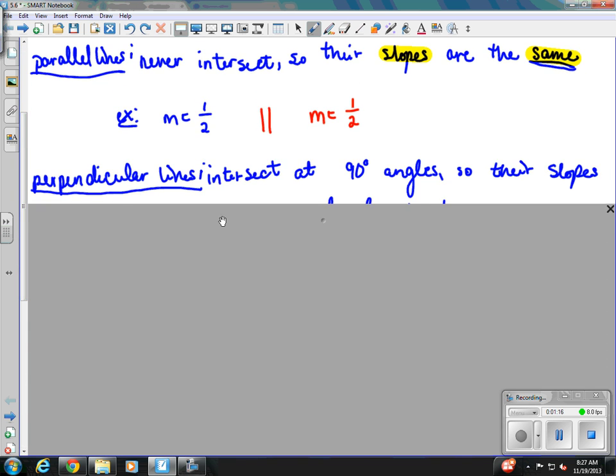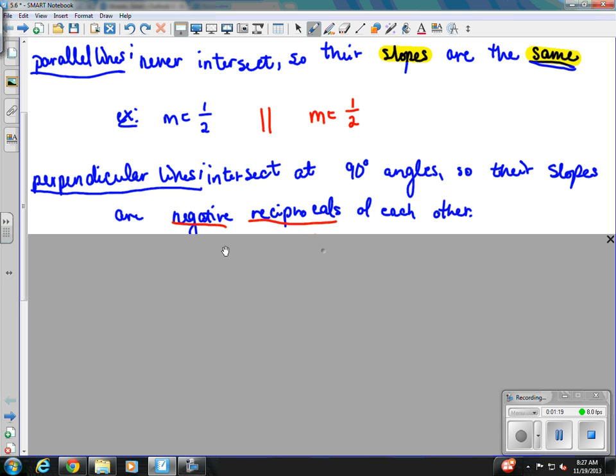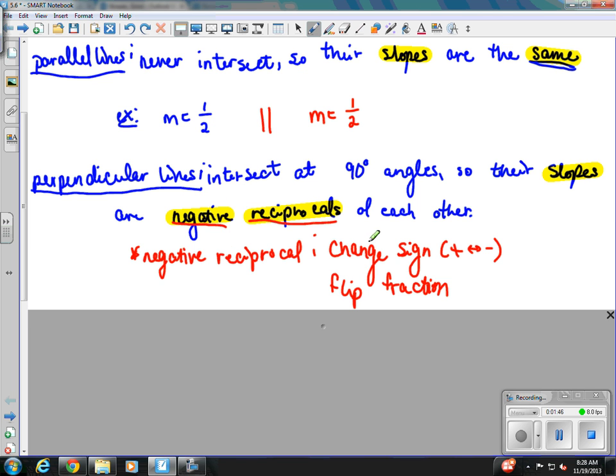Our next one is perpendicular. Perpendicular lines intersect at 90-degree angles. Because they do intersect, their slopes are different, and we call them negative reciprocals of each other, because they have to intersect at a perfect 90-degree angle. Negative reciprocal is a fancy way to say we're going to change the sign and flip the fraction. So negative reciprocal means to change the sign from a positive to a negative or from a negative to a positive, and flip our fraction.